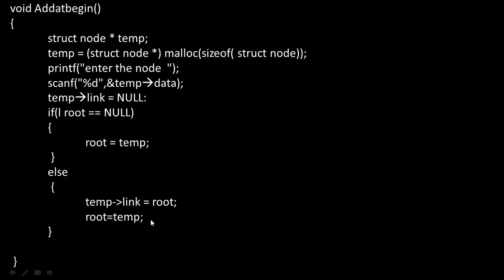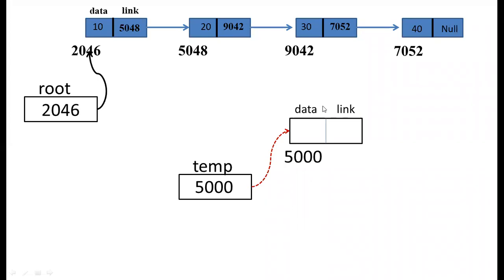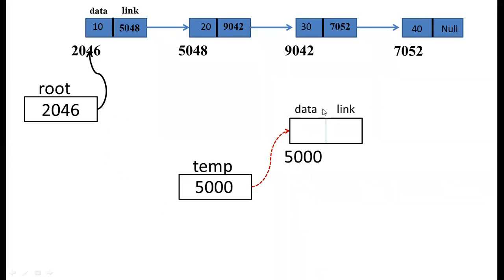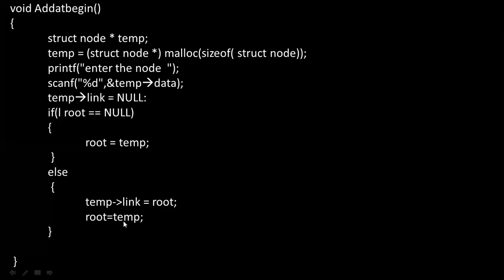If you can understand the logic, we are placing this particular node at the beginning. So this node needs to get connected to this, and this link should connect to this. Which connection first? Always the right side connection first. Then only we give the left connection. So in the temp to link, we need to place this value 2046. What is that? That is the root value. So temp to link we are placing root. Now the root should point to this node, because this is the first node we have created now. So the newly created node is the first node. So the root we are placing the temp value. So the temp value we are assigning into root. So this is the logic we are going to use for adding a node at the beginning.